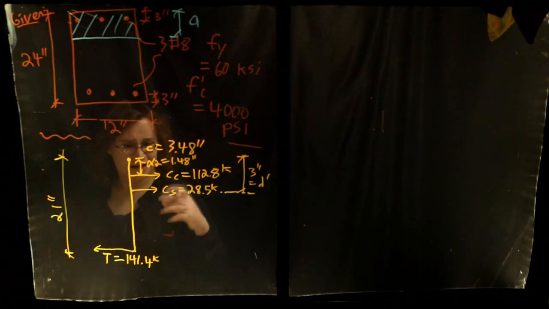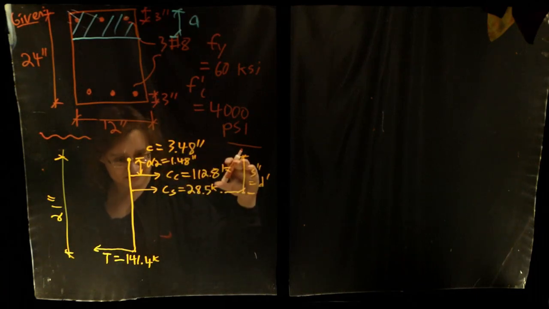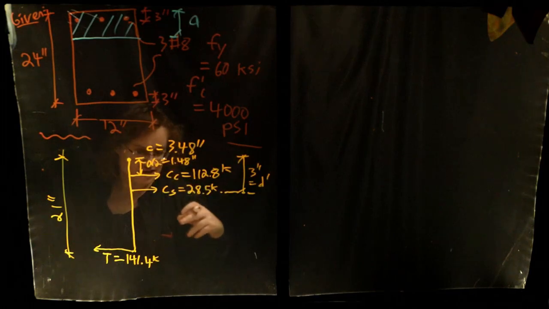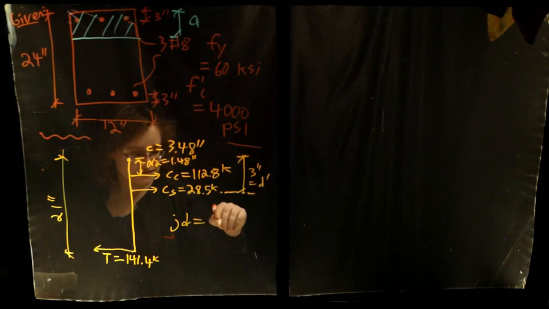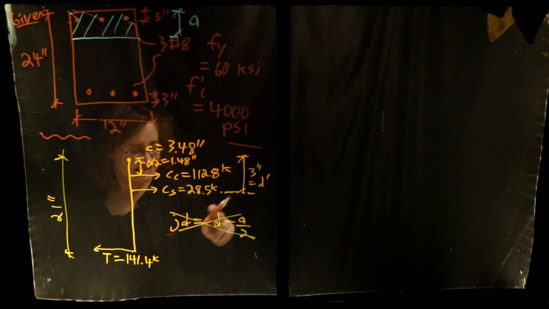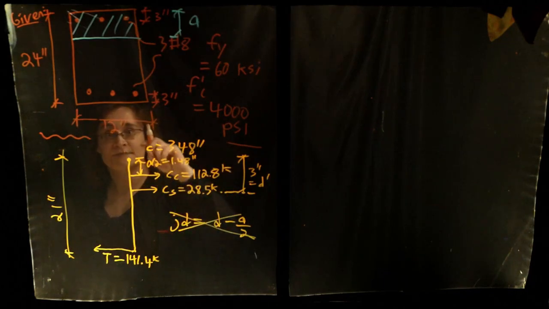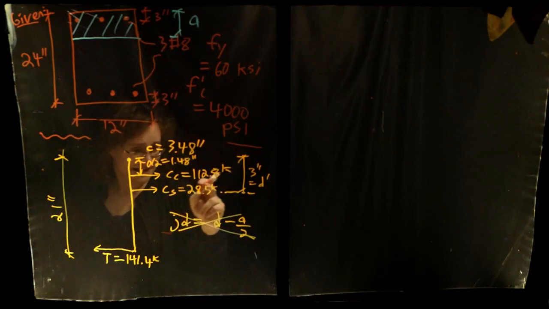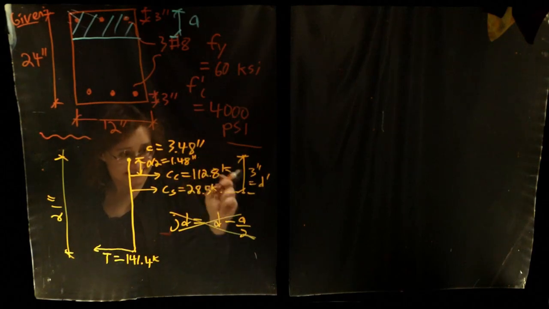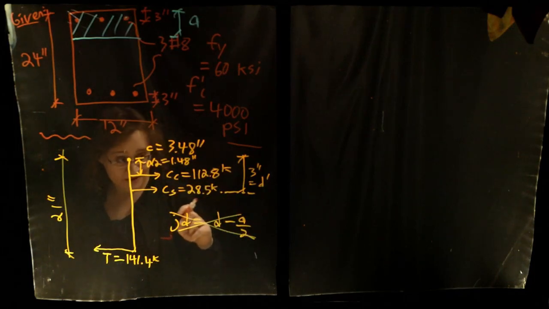Now, we could solve this a number of ways. We could find the location of the centroid of the overall compressive force and find the moment arm JD that way. But what we cannot do is just say JD is equal to D minus A over 2. That does not work in this case, because that formula comes from the case where we only have tension reinforcement, not compression reinforcement present. And the compression reinforcement here is carrying a substantial amount of the overall compression force, so we can't just use a formula that ignores it.